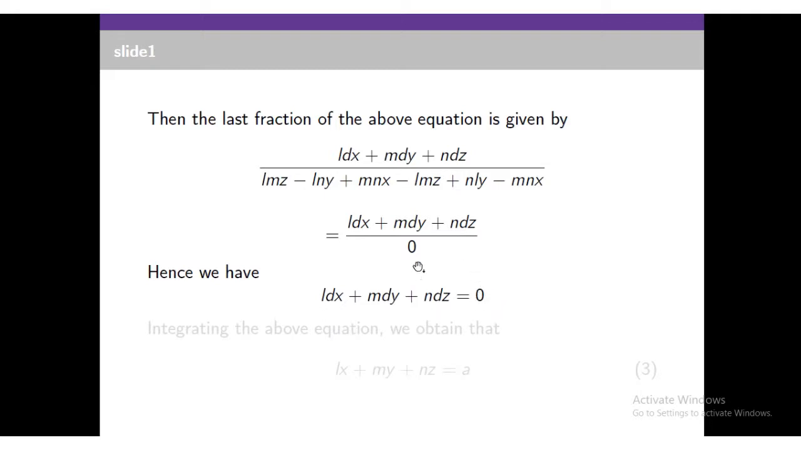After integrating this equation, you will get Lx plus My plus Nz equal to an integrating constant. So this is the first integral of the auxiliary equation of the Lagrange's equation. Remember this equation, as it will help you to write the solution of our given Lagrange's equation.